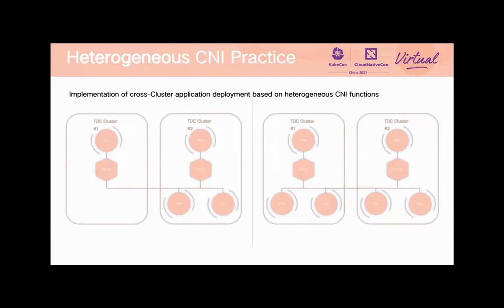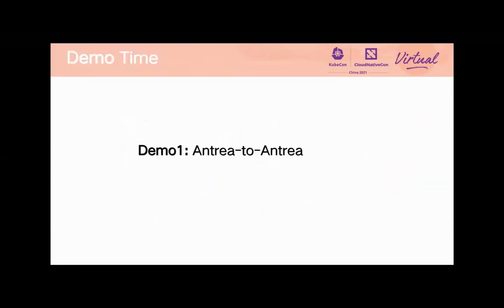Point two. Look at the right side. We can also achieve a service that load balances among multiple clusters without worrying about what the CNI is. For example, cluster 1 and cluster 2 have the same service. The request for the service can be load balanced between clusters. Okay, next is the demo time.